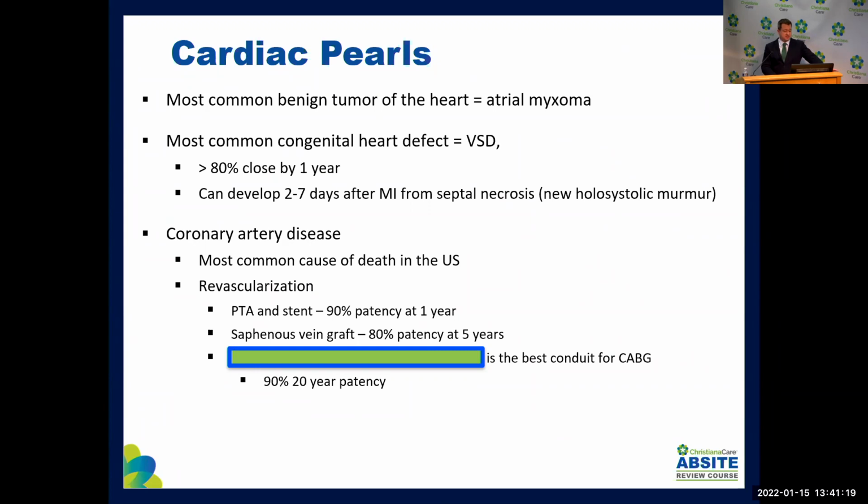In terms of coronary artery disease, this is the most common cause of death in the United States. In terms of revascularization options, PTA and stent give you a 90% patency at 1 year. Saphenous vein grafts, a little bit better at 80% at 5 years, but what's the best conduit? Ladies love the LIMA to the LAD, LL. So LIMA to the LAD, that's going to be your best conduit. That gives you a 90% 20-year patency.